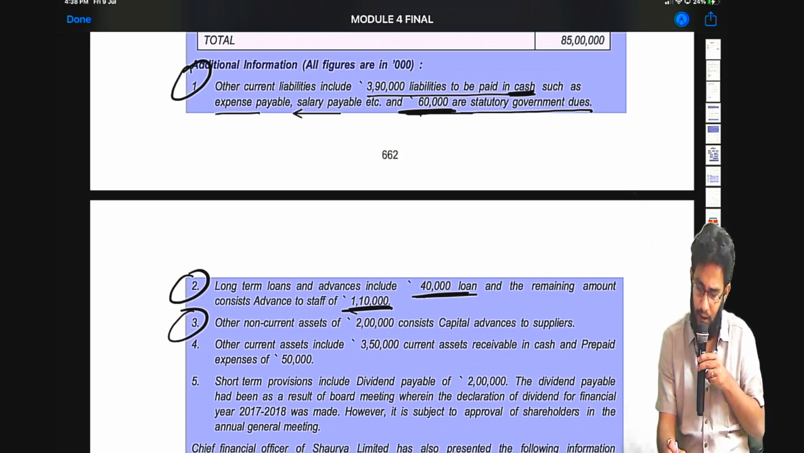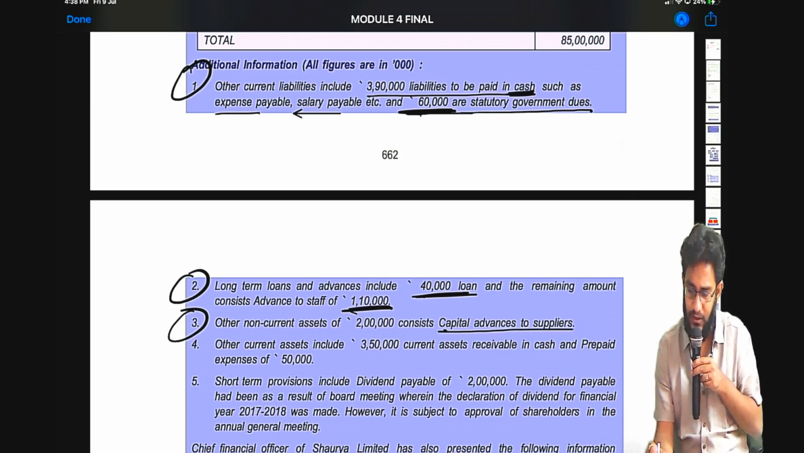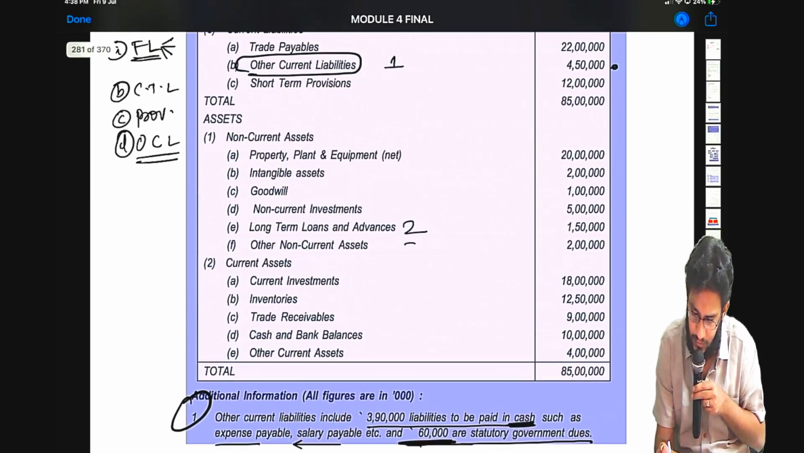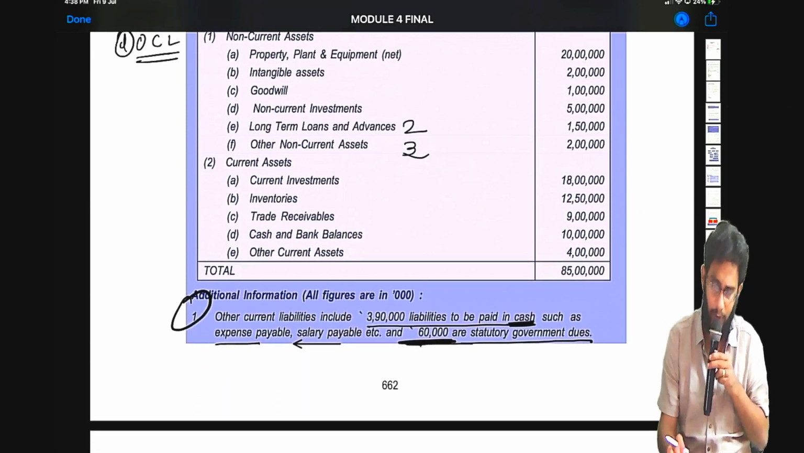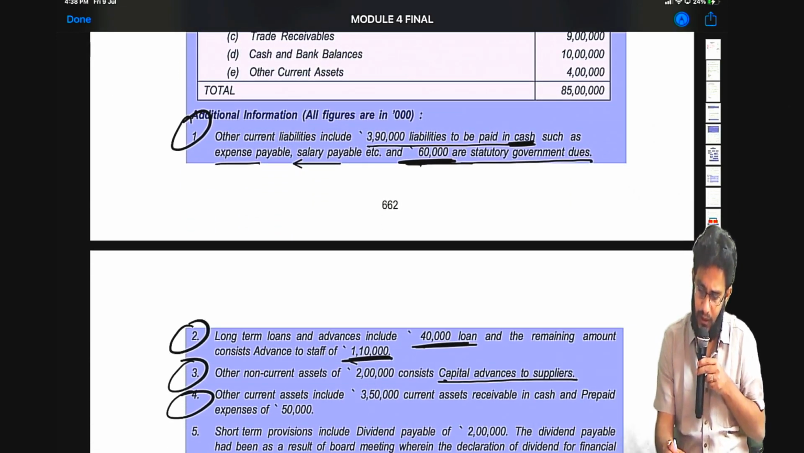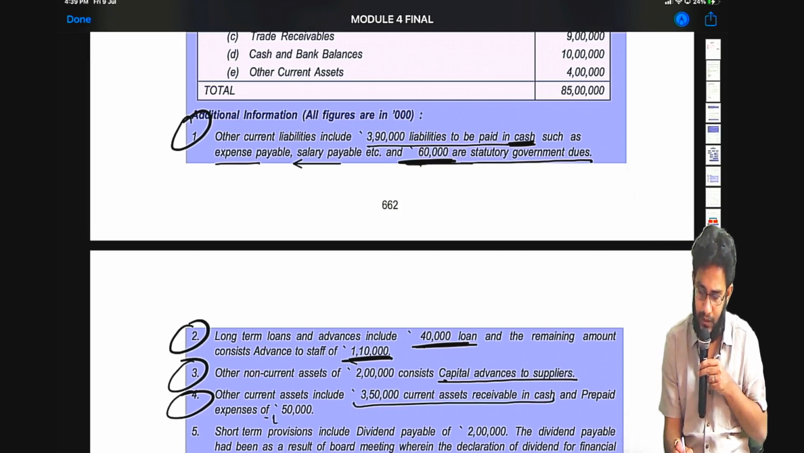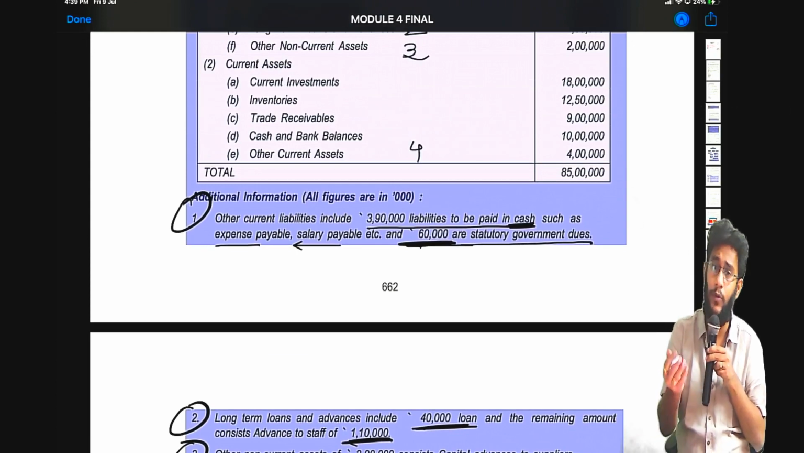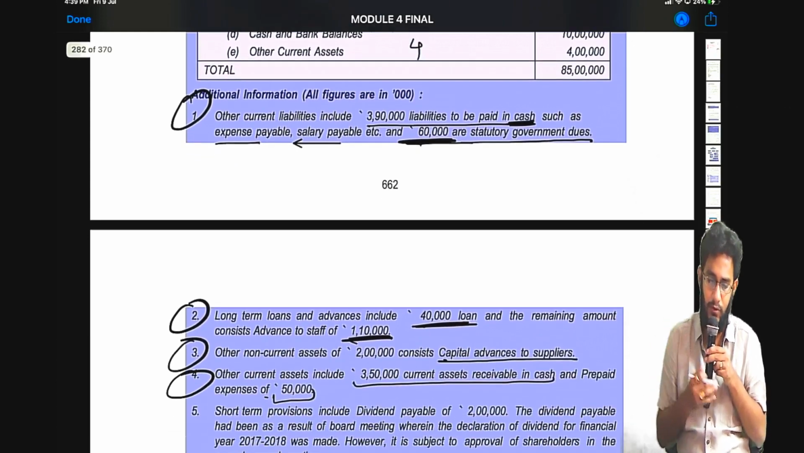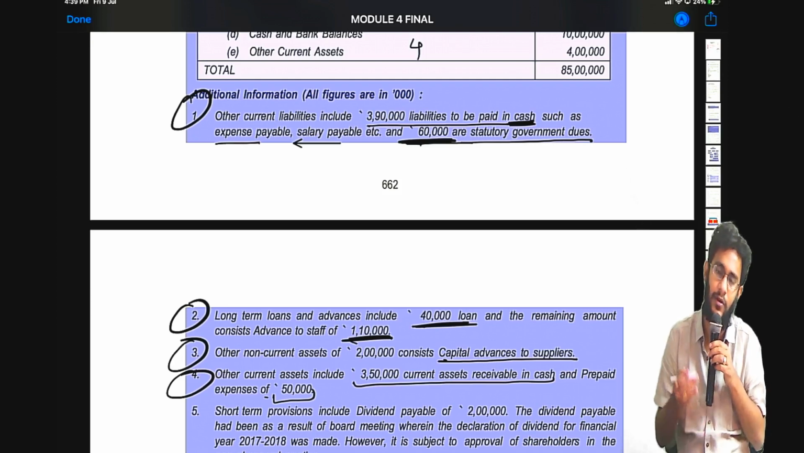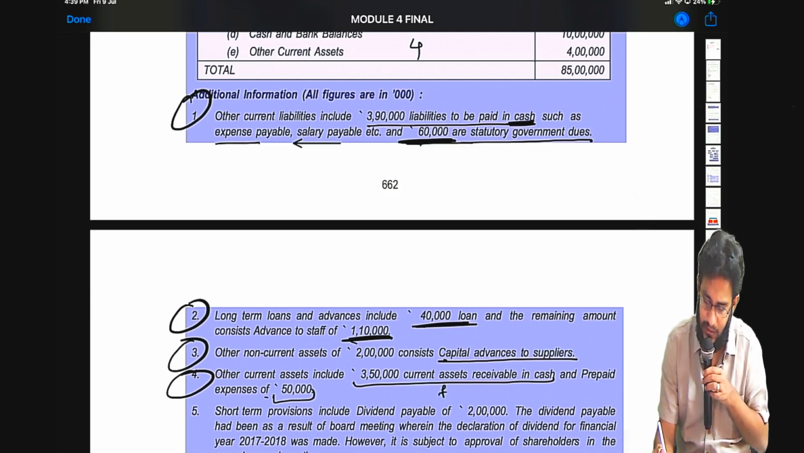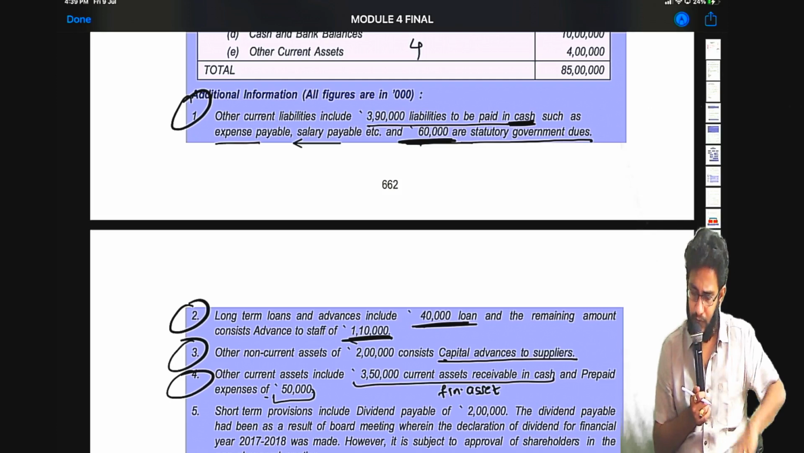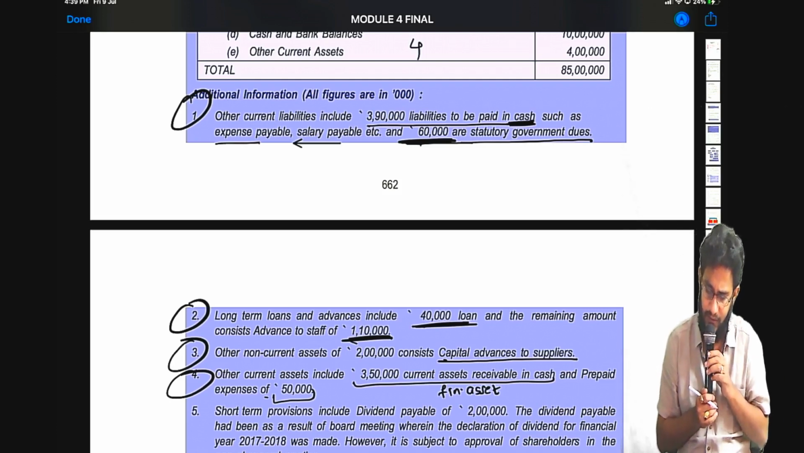Other non-current assets of rupees 2 lakhs include capital advances to suppliers. It is other non-current assets, this one. For machinery and all you have given advances. Other current assets include 3,50,000 current assets receivable in cash and prepaid expenses of rupees 50,000. So other current assets is note point 4, where the total amount is 4 lakhs, of which 3,50,000 is receivable in cash. When something is receivable in cash, you have a right to receive cash. Generally, this will become a financial asset. It has to be grouped under financial assets. Prepaid expenses will stay there only under other current assets, no problem.